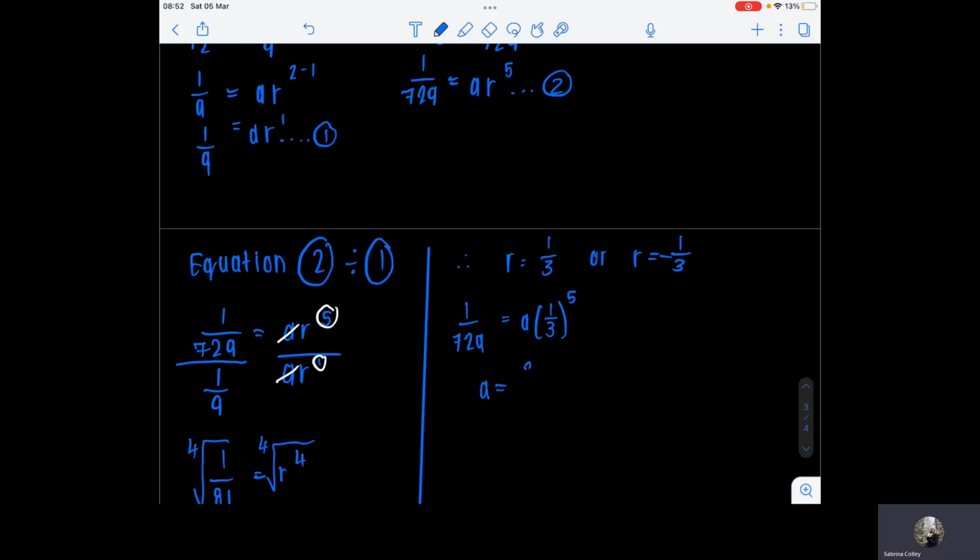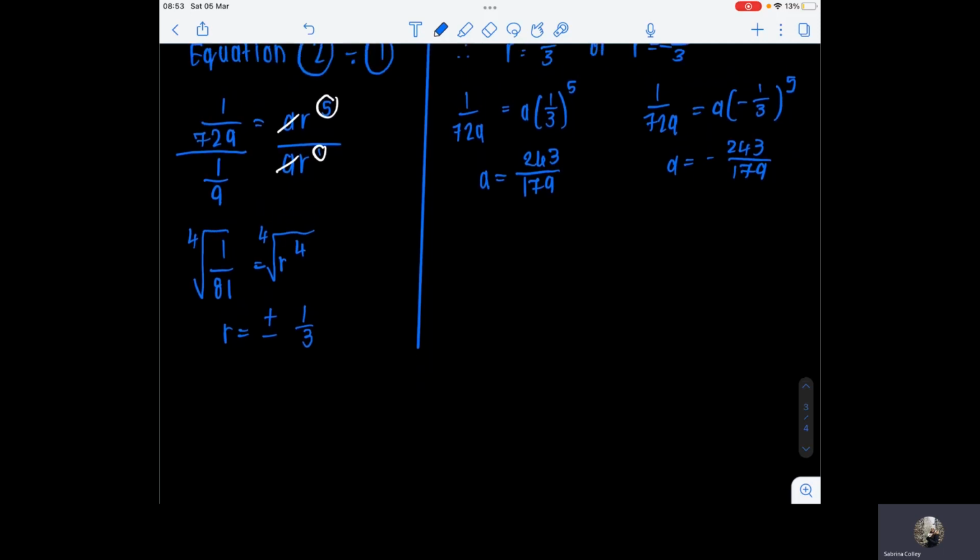'A' is equal to 243 over 179. If I put in a negative a third, then my A will be negative 243 over 179, okay? And then we would determine the sequence.